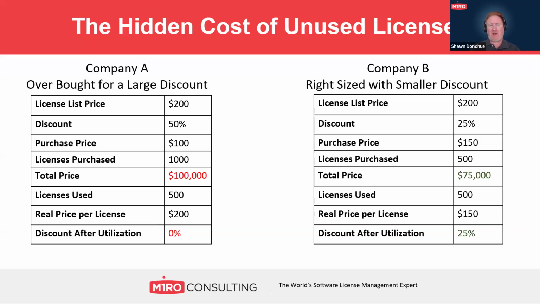But let's talk about how many they actually used. What's important to understand here is that your actual license price is really based on the number of licenses you use, not the licenses you purchase. So if both organizations only end up using those 500 licenses, the real price per license for Company A is actually about $200, whereas the real price per license for Company B, who bought less, ends up being only $150. And that's one of the things I want you to understand here: your discount is only as good as your usage.